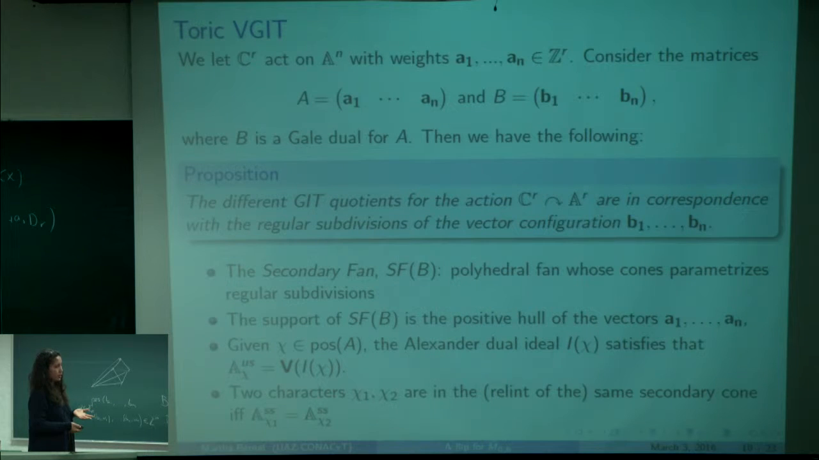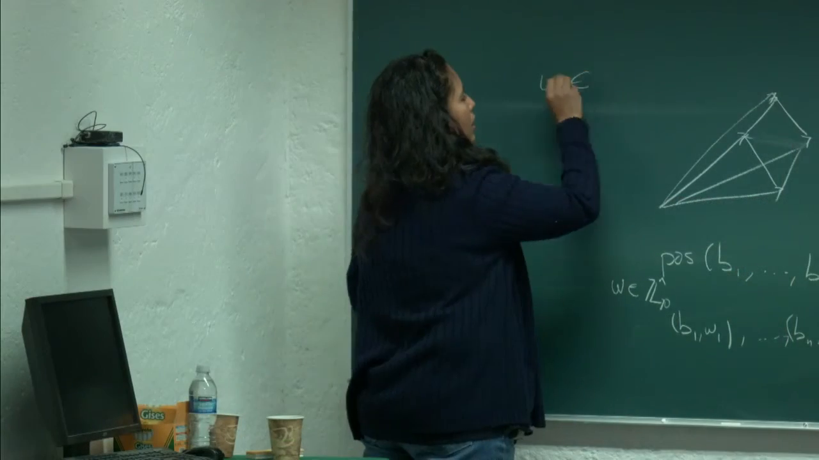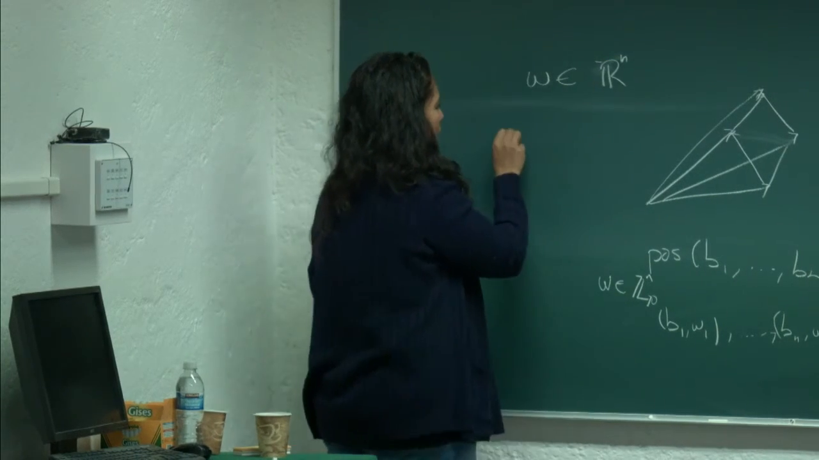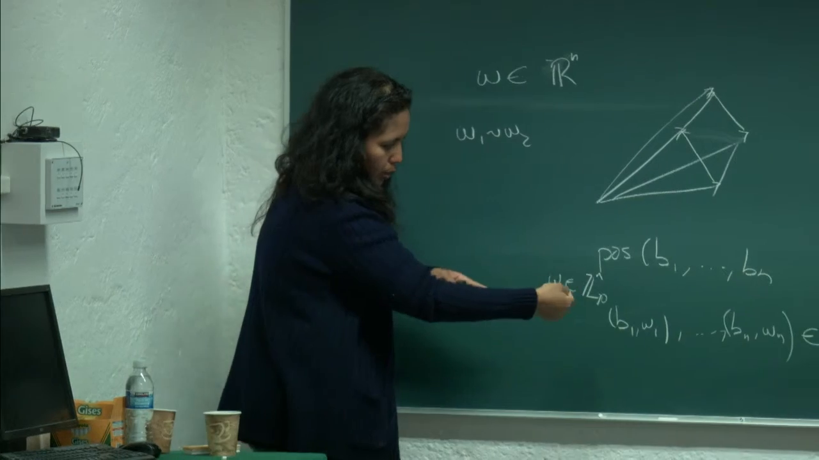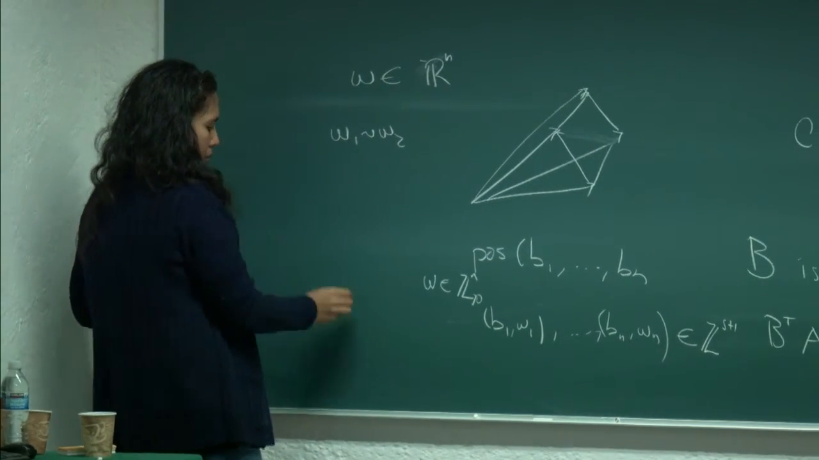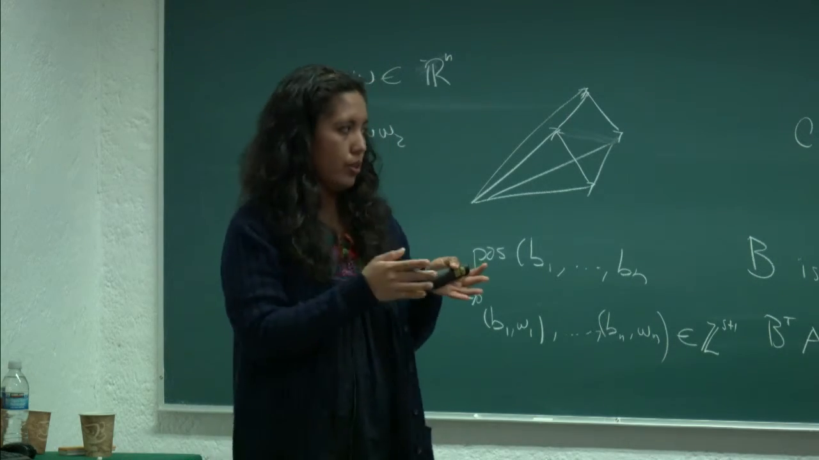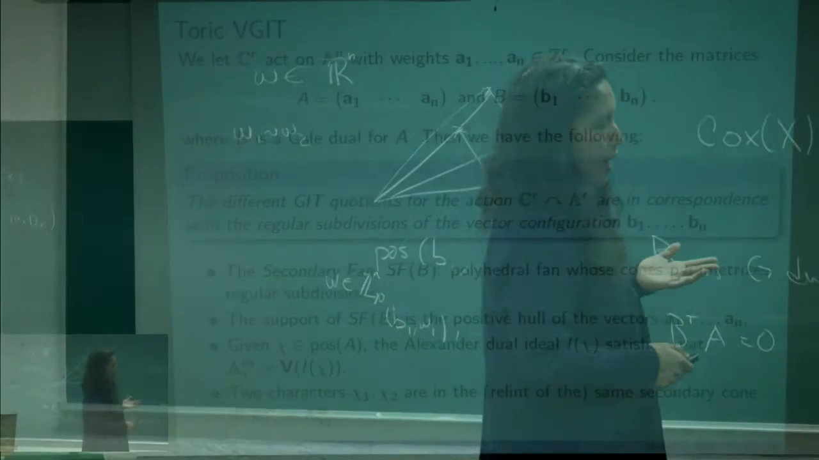But how do you parameterize those subdivisions? Well, we take w in R^n, and you make w1 the same as w2 if they define the same subdivision in this way. So in R^n, you have a fan structure which parameterizes all the possible subdivisions. This is in R^n.